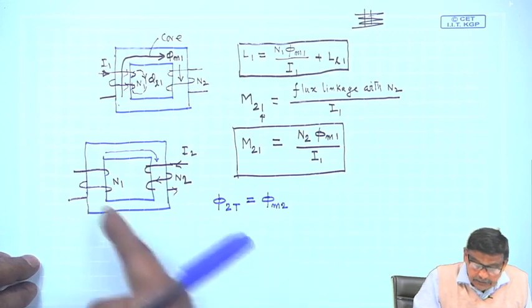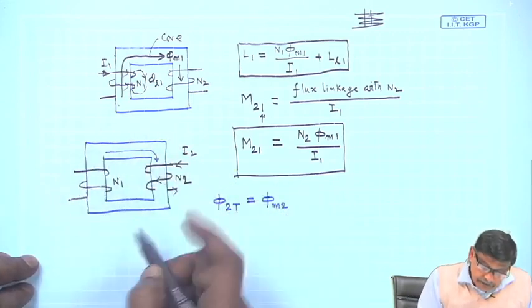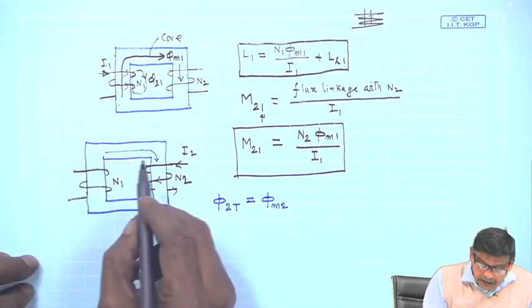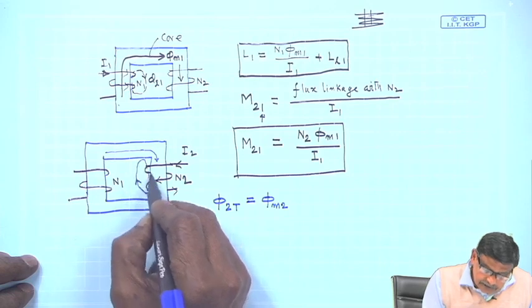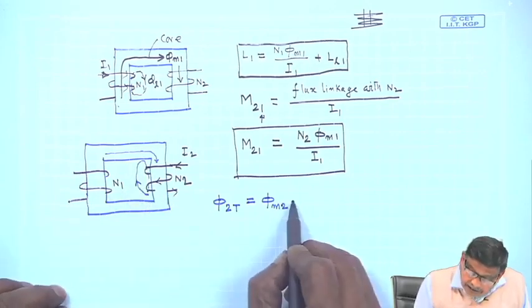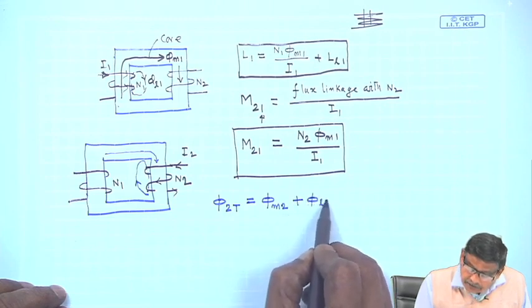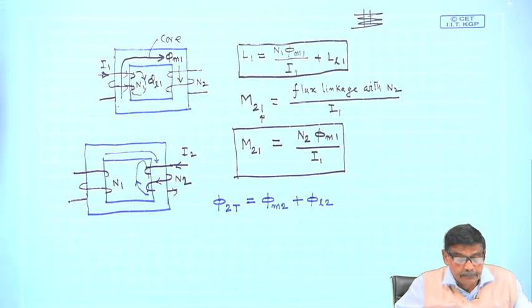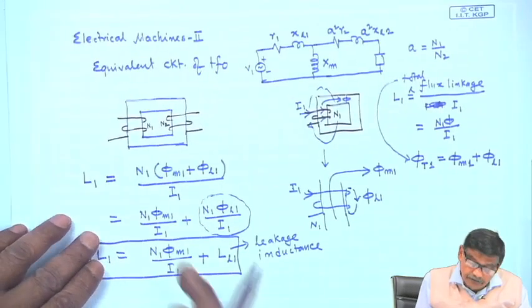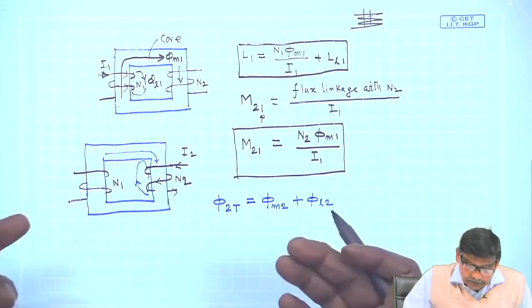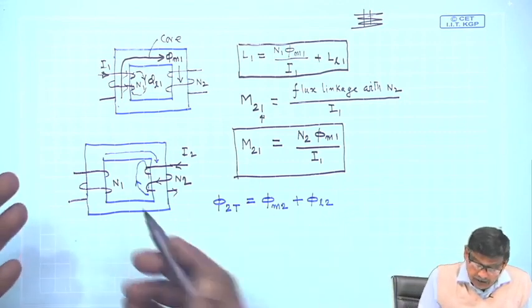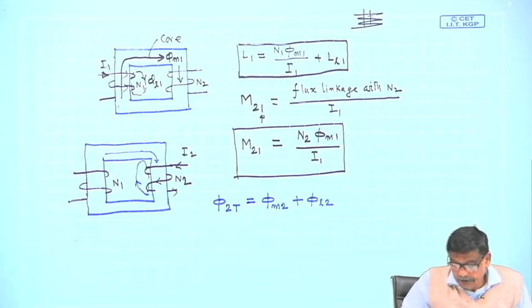So, phi m 2 is the mutual flux which is confined to the core, and there will be a component of flux which will complete its path largely through the air gap, and that will be termed as phi L 2, in the same way as we have done in the case of the first coil. The same explanation goes: this is the total flux created by coil 2, carrying a current I 2, and the total flux is nothing but the sum of mutual flux plus the leakage flux.